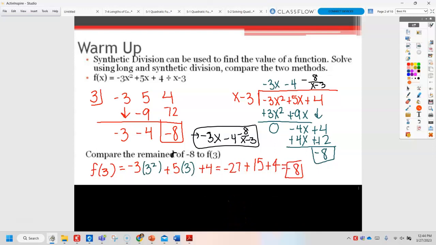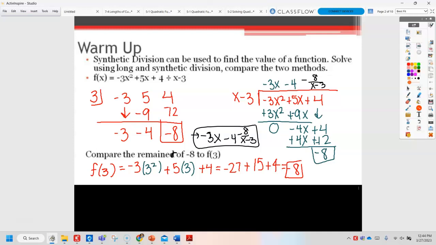So f of 3 is -3 times 3 squared plus 5 times 3 plus 4. So 3 squared is 9. 9 times -3 is -27 plus 15 plus 4. So a -27 plus 15 plus 4 leaves you with a -8. So what I want you to see is the connection between the remainder and the function value.